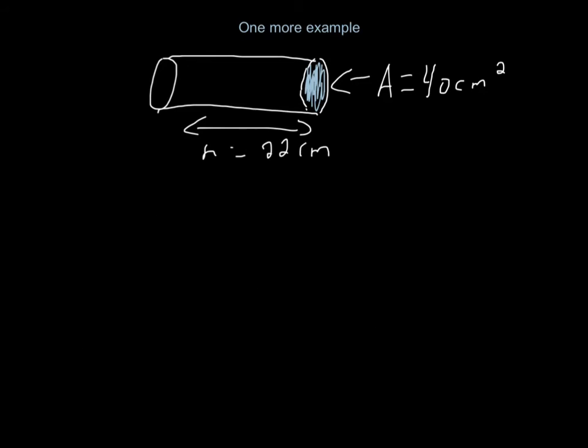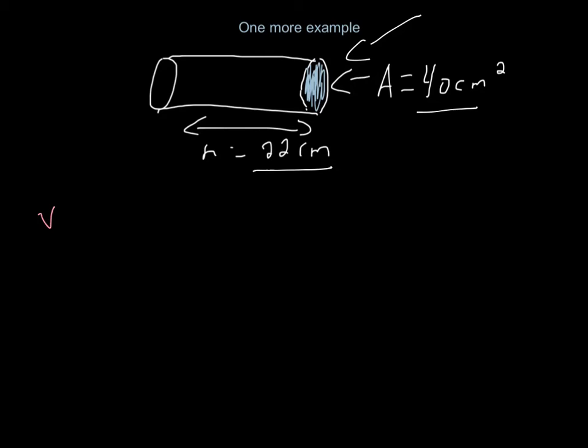Because we're rolling through this, let's try another one here. So here we've got a base, as you can see here, it's on its side. We've got a base of 40 centimeters squared and a height of 22 centimeters. So you can pause it here, and when you're ready, play for the solution.